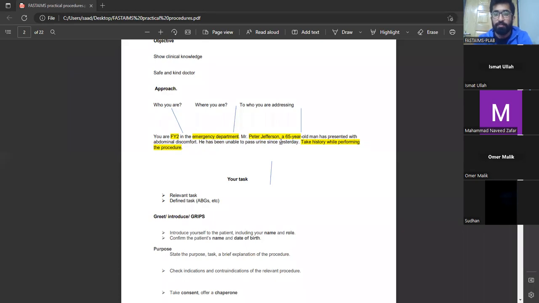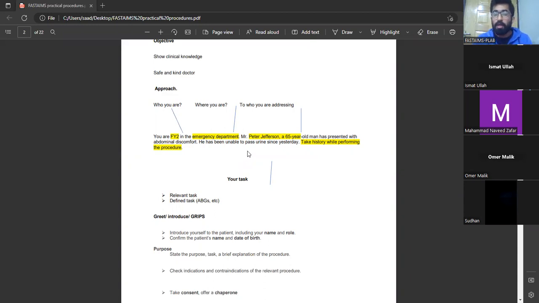In this scenario, take history while performing the procedure. So your task is to perform the procedure and also take the history. So you have 2 tasks in this scenario.